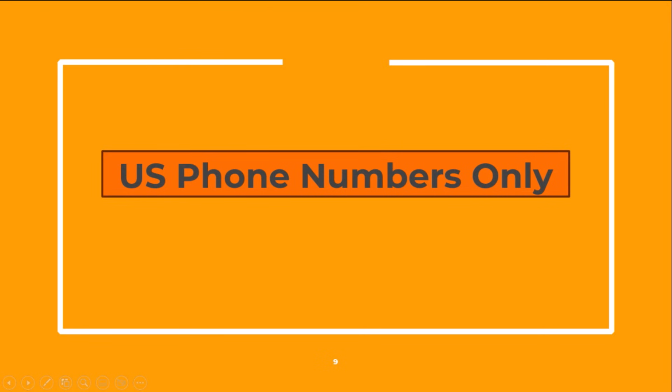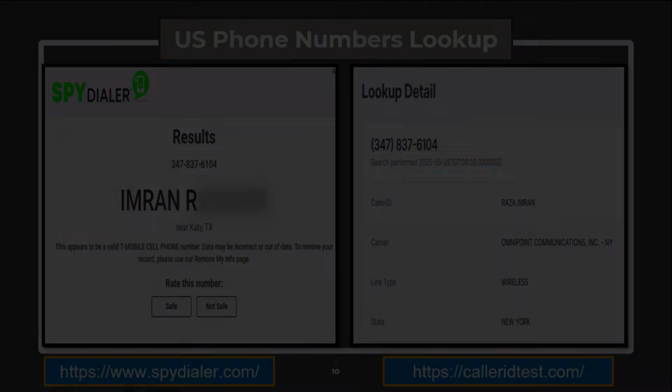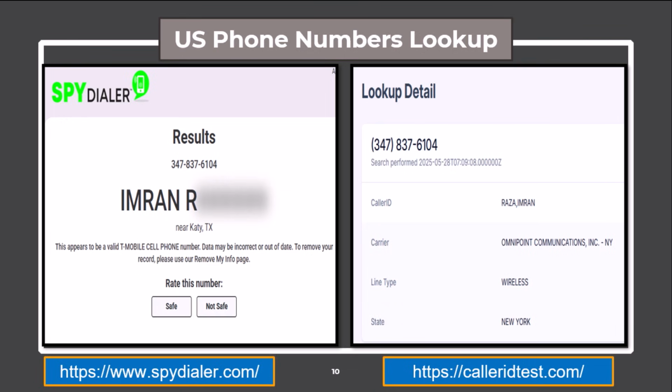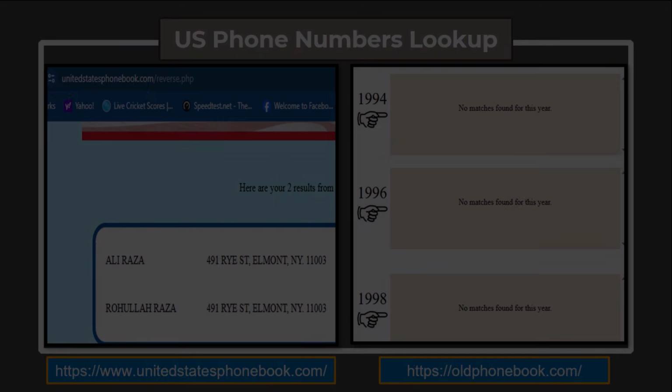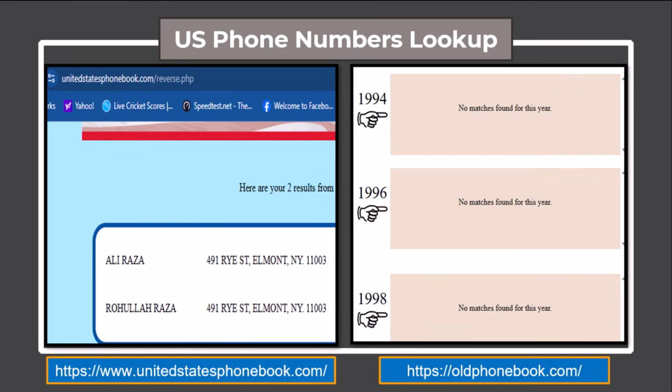Now let's pivot to tools specifically designed for US phone numbers. These often tap into different data sets and can offer unique capabilities. Here we have a few fantastic US-only tools. Spy Dialer and Caller ID Test perform a direct CNAME lookup, which is the official caller ID name database. Then we have United States Phone Book, which attempts to link numbers to addresses. But for historical investigations, oldphonebook.com is a gem. It's an archive of old phone directories, allowing you to see who might have owned a number years or even decades ago. This is incredibly useful for untangling recycled numbers.